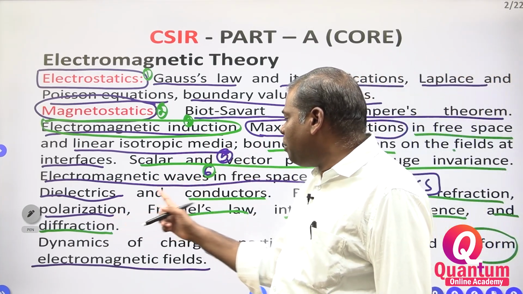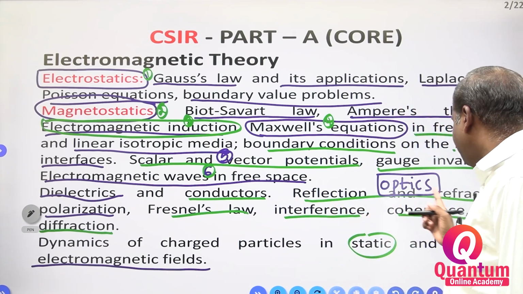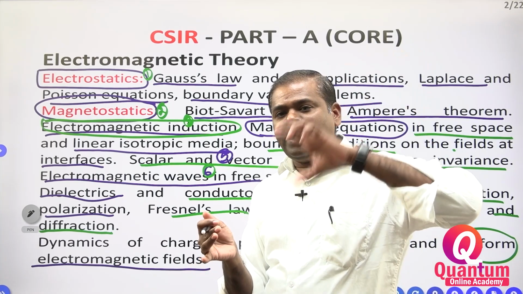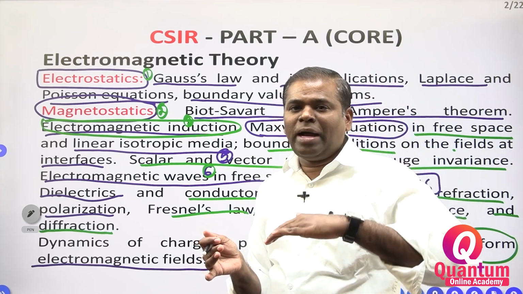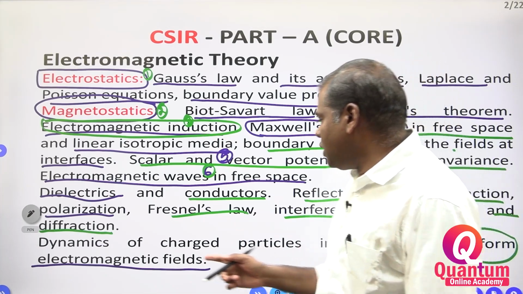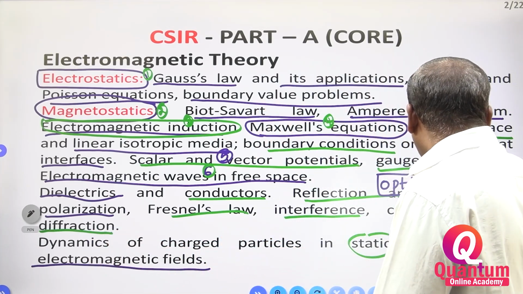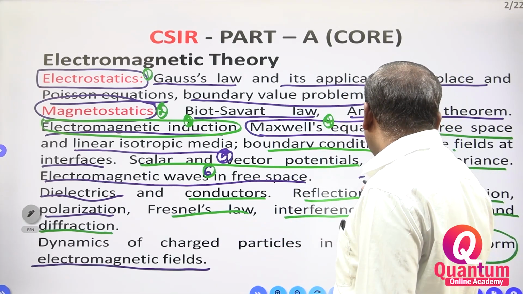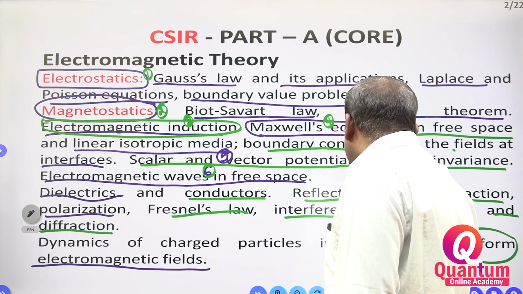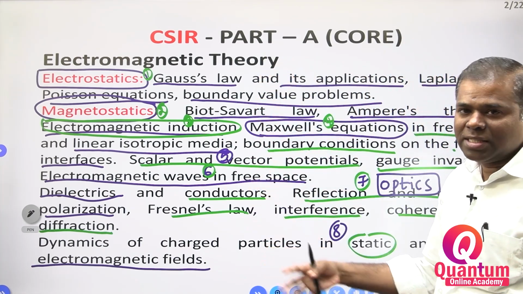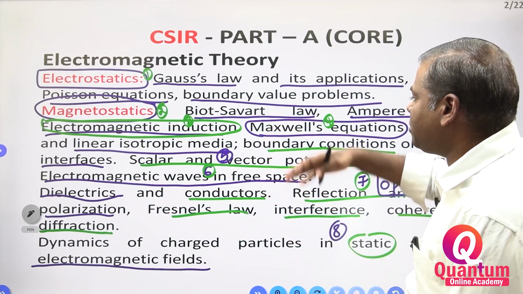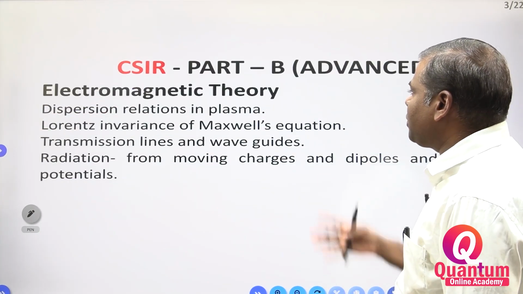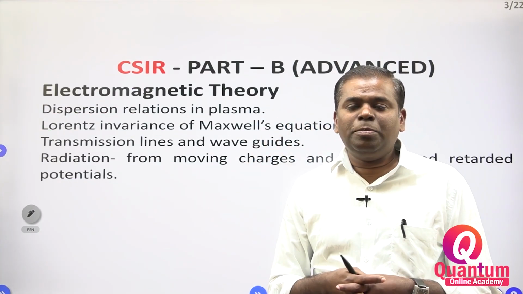Reflection and refraction, polarization, Fresnel's laws, interference, coherence and diffraction. These are purely optics, optical formulas. By using electromagnetic radiation, we are involving all these things. Dynamics of a charged particle in static and uniform electromagnetic fields is the seventh one. This one you have to consider as the eighth one. 8 parts. After some time I will explain how I am segregating the syllabus, how many parts we will see. Then part B, the advanced part.